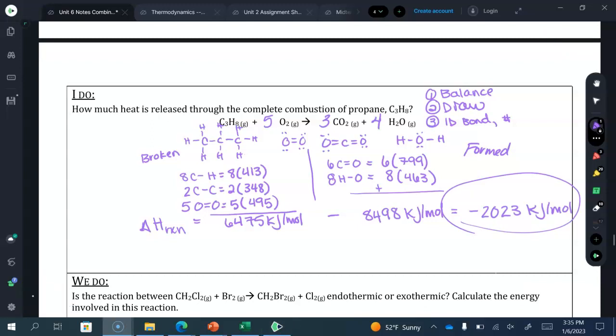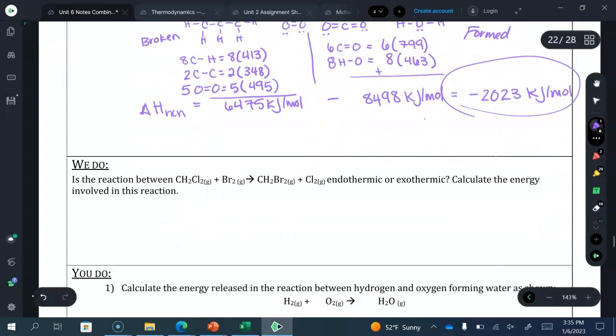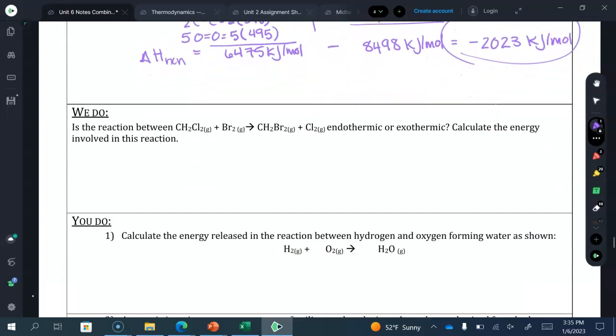Okay, so remember, bonds broken minus bonds formed gives us our final energy. So let's practice that with this one. Our first step is to check if it's balanced, and if we check, we see 1 carbon on both sides, 2 hydrogen, 2 chlorine, and 2 bromine, so it is balanced. So your next step is to draw it out.